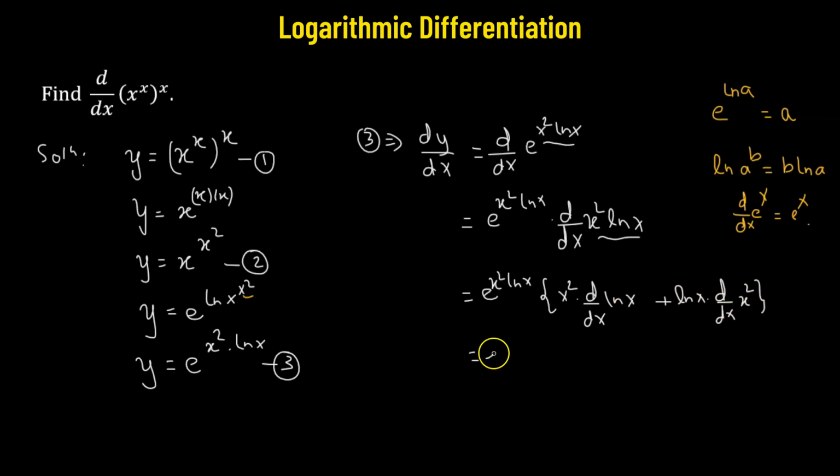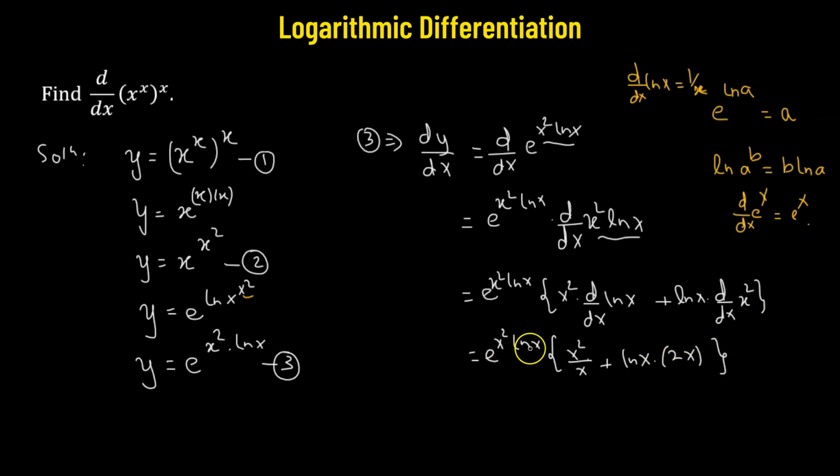That will be equal to e raised to the power of x squared log x multiplied by x squared times the derivative of the logarithmic function. So we have d/dx of log x, which equals 1 over x. Right. So that means we have x squared divided by x plus log of x multiplied by the derivative of x squared, which will be simply 2x using the power rule.